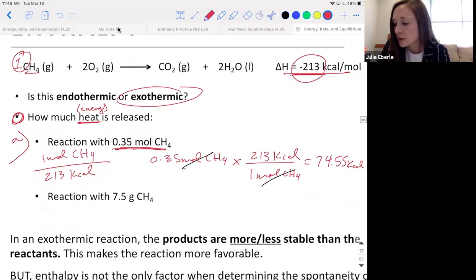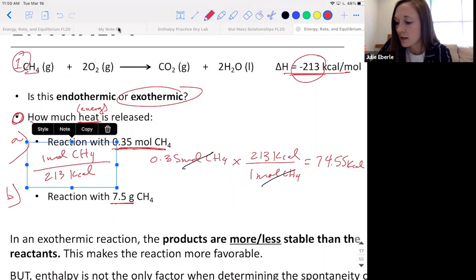Okay, same question for scenario B. How much heat or energy is released? So again, we're looking for units of kcal here. But this time we're just given 7.5 grams of CH4. So I bet somebody knows what to do. What should I do to answer this one? This one's going to be the same as part A. There's just going to be an additional step on the front end.